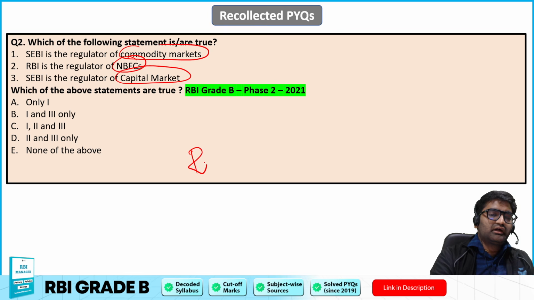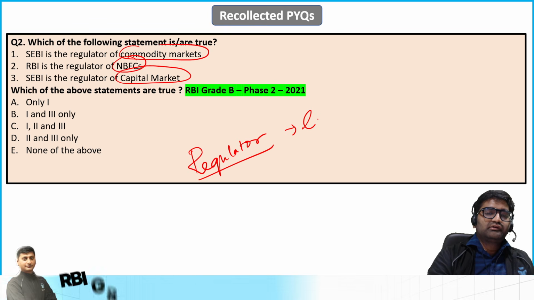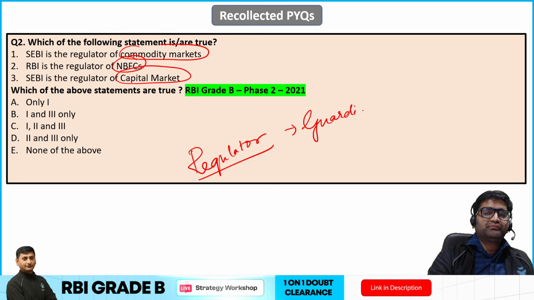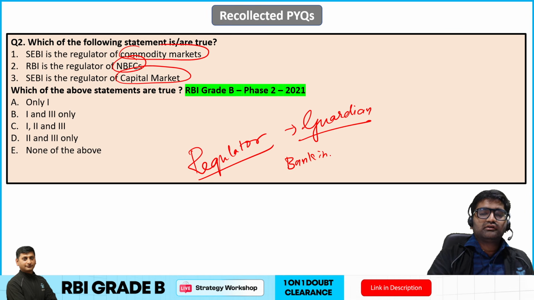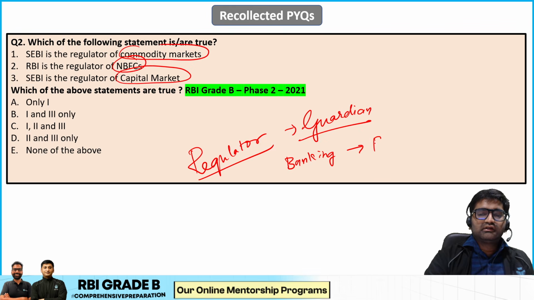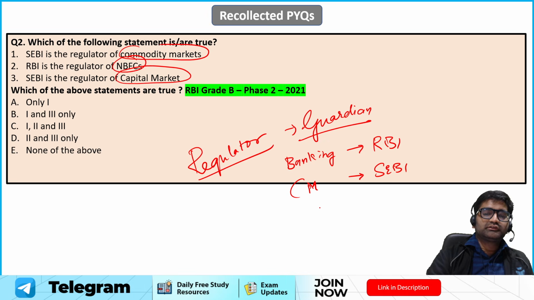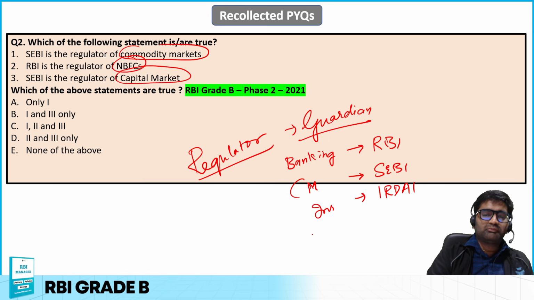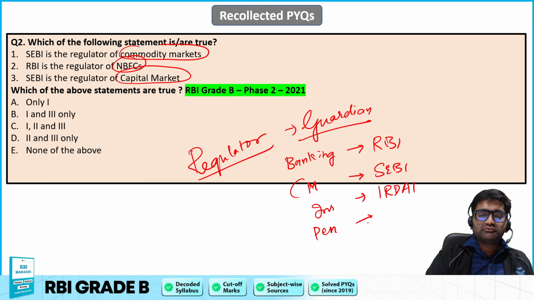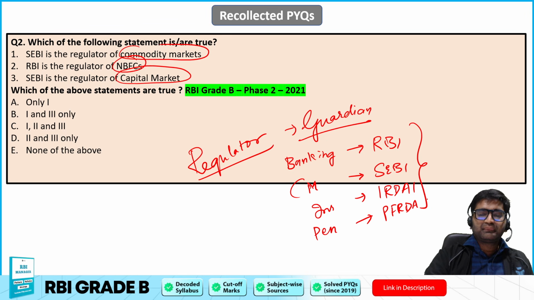These regulators are those entities which are sort of guardians of specific sectors. If I ask you who is the guardian of the banking sector, you will say RBI, isn't it? Similarly, we have the capital markets sector. Who is the guardian of that? SEBI. For the insurance sector, you will say IRDAI. And for the pension sector, you will say PFRDA, isn't it? So these are some of the guardians.